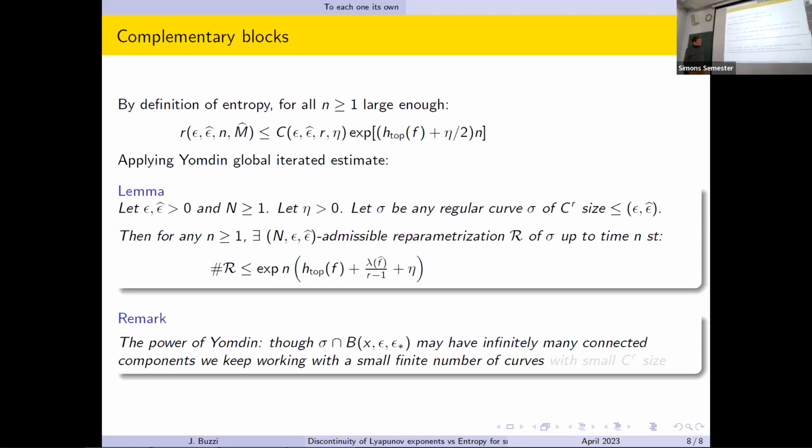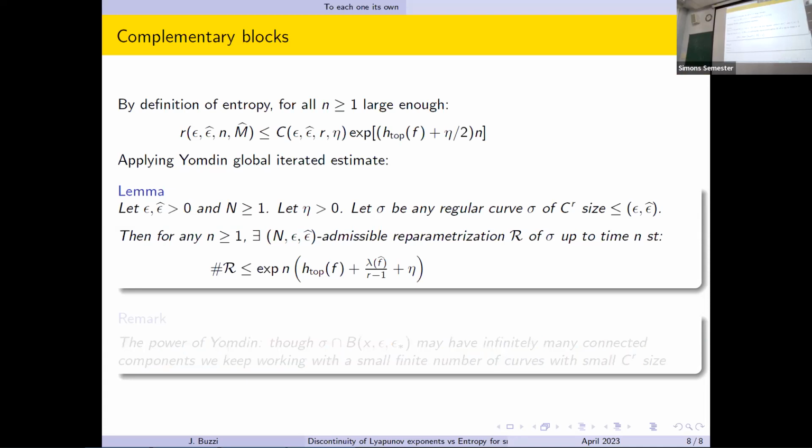Okay, this is what I have been saying. So it's just that you need to control the curves and not just the points. And it's possible, and Yomdin tells you, yes, it is possible. Okay, so that's actually all. Once we have done this, we have the main case of our theorem.